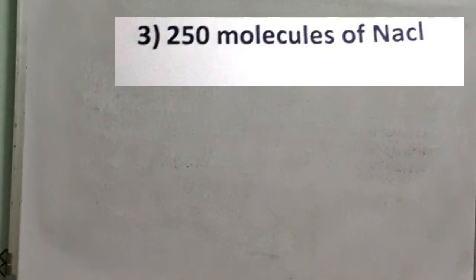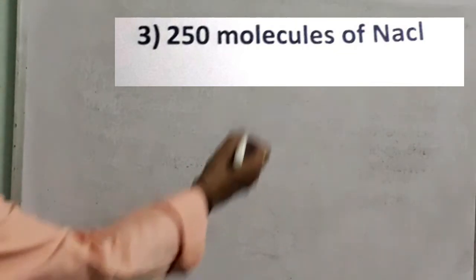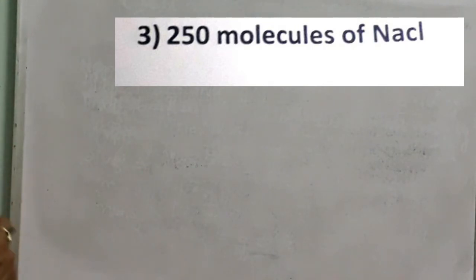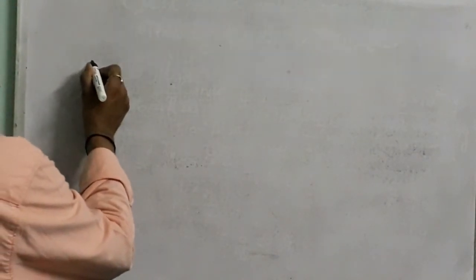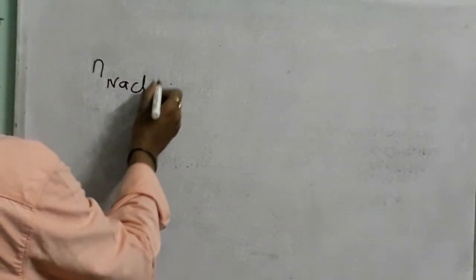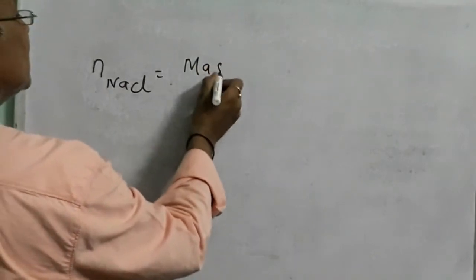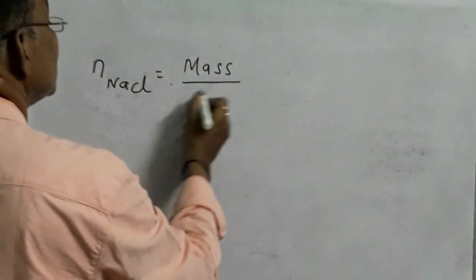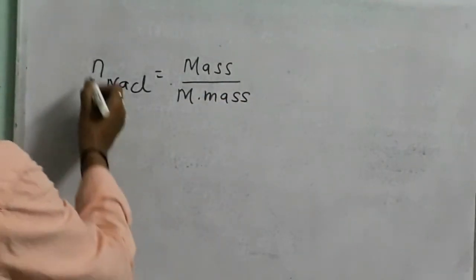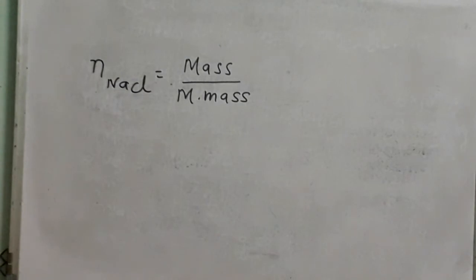See the next question that appears on your screen now. It is 250 molecules of NaCl. Very interesting question this is. Number of moles of NaCl is equal to mass of NaCl divided by molar mass of NaCl. Now what he wants to know: calculate the mass of 250 molecules of NaCl.